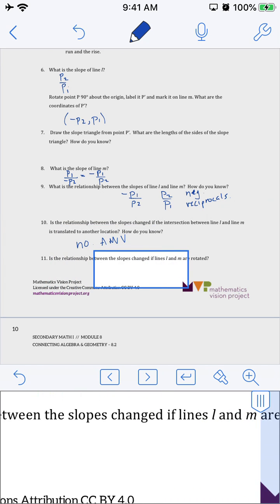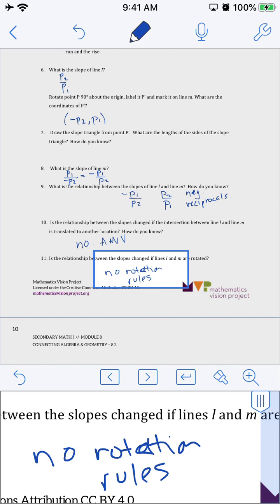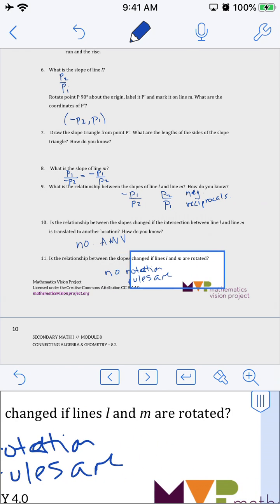Is the relationship between slopes changed if L is rotated to M? Oh, if L and M are rotated. So if everything was rotated, if we had a slightly different picture, no, it would not be different because the rotation rules are the same. You rotate by changing the point that way, and so you're going to get the changed slope that way as well. So no, because rotation rules are constant, are always the same, or however you want to word that.